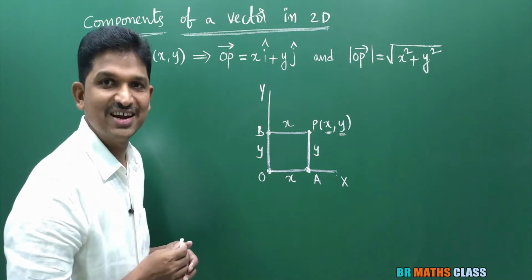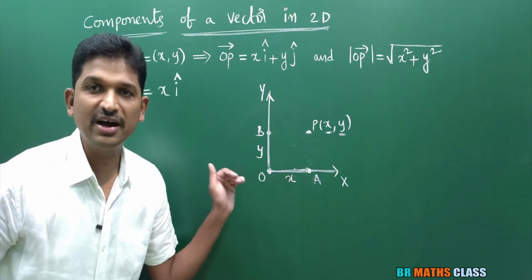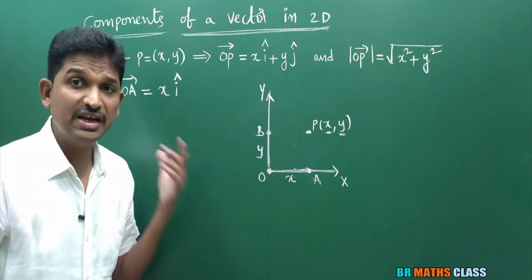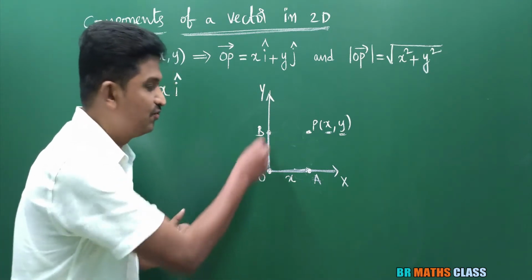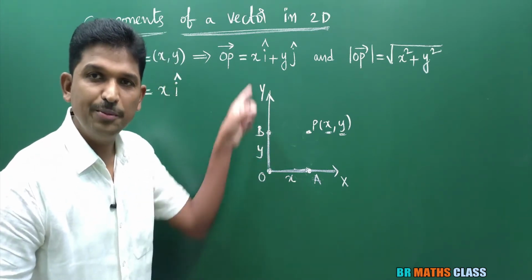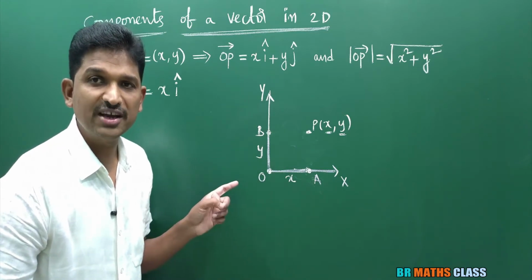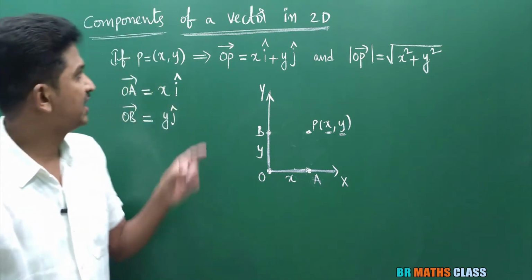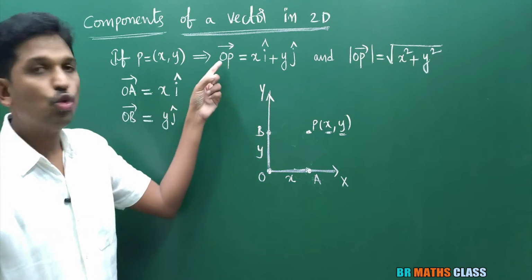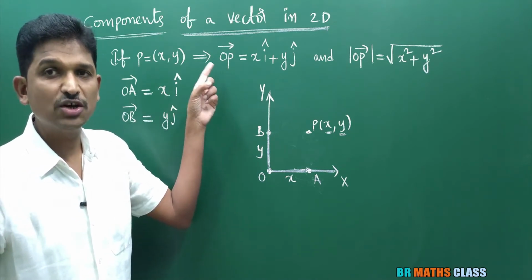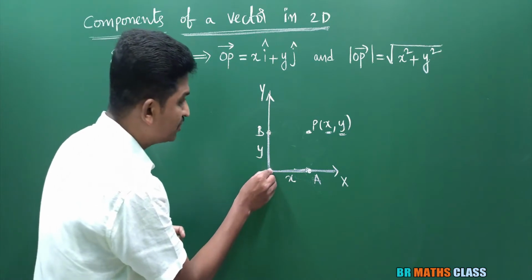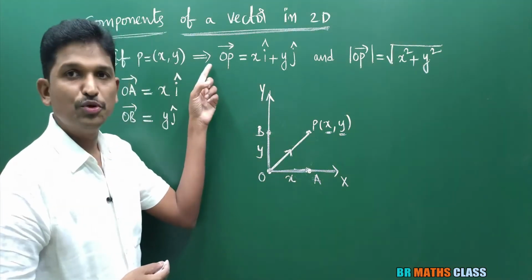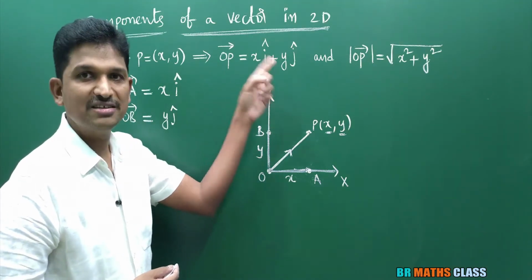I hope you are understanding. As you know, OA is x and OA bar is along the direction of the x-axis. OA bar can be written as x i cap. Just now we learned this. Now observe here, we know that OB is y and OB bar is along the y-axis, na? So the vector OB bar can be written as y into j cap. If P is x comma y, OP bar means the position vector of the point P. I need OP bar. Observe the directed line segment OP bar. I want to prove that this OP bar is x i cap plus y j cap.